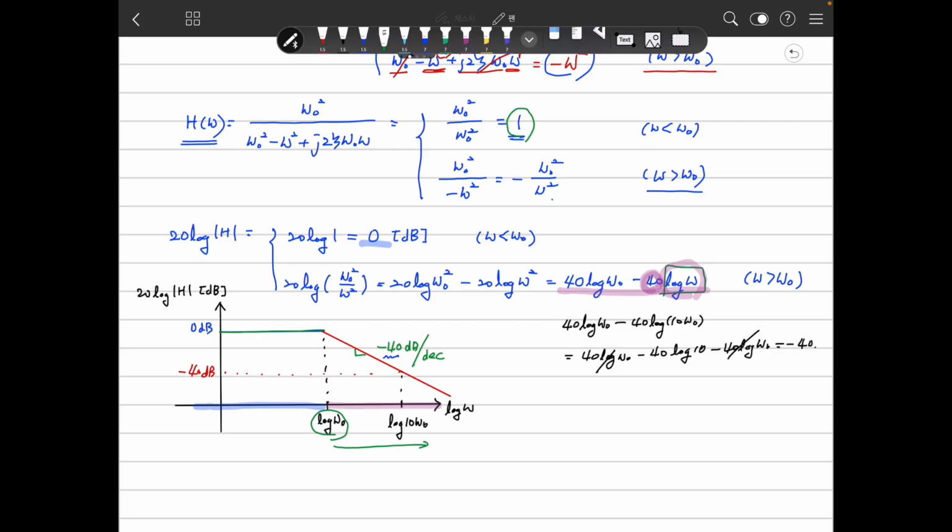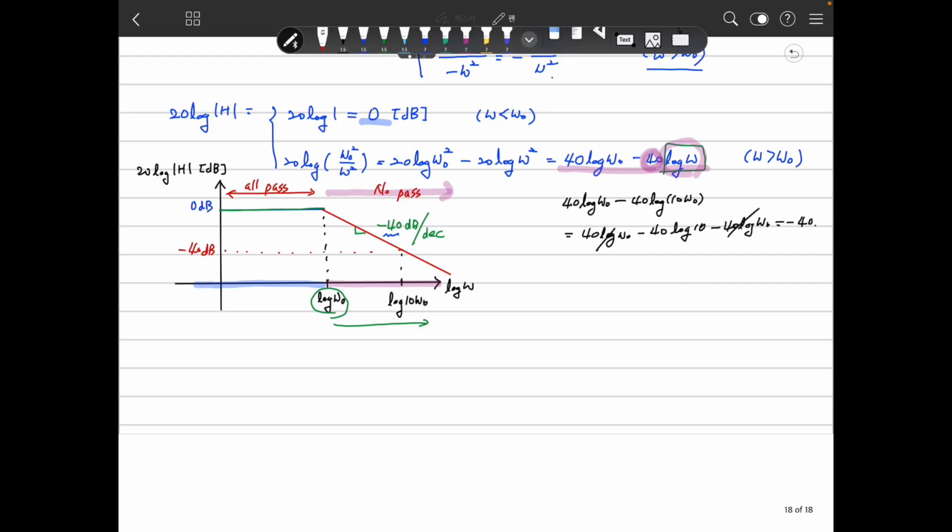So in high frequency, in this area, the signal is not passing through the circuit, no pass. In this area, all pass. So we call this a low pass filter. The low frequency signal is passing, the high frequency signal is stopped. Compared to the first order system, the second order system has minus 40 dB per decade, in this manner. So it's an important thing.